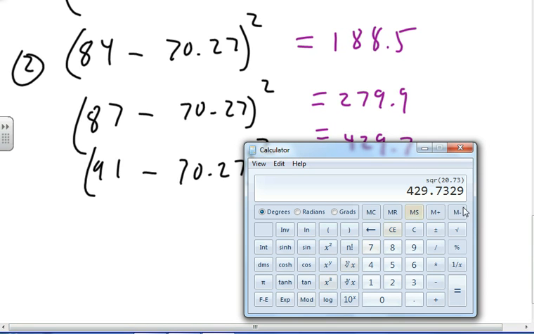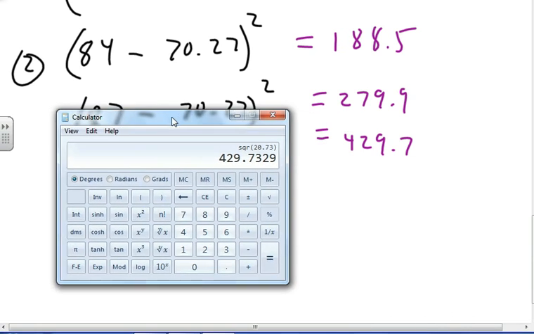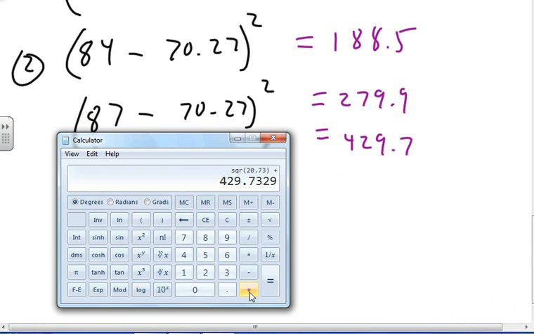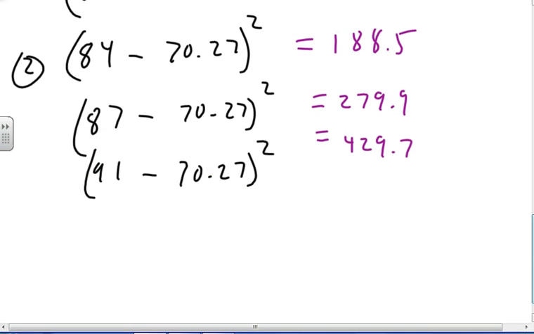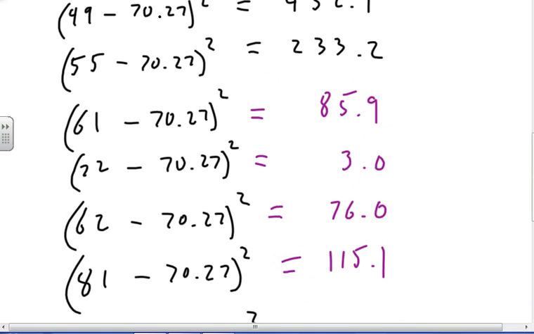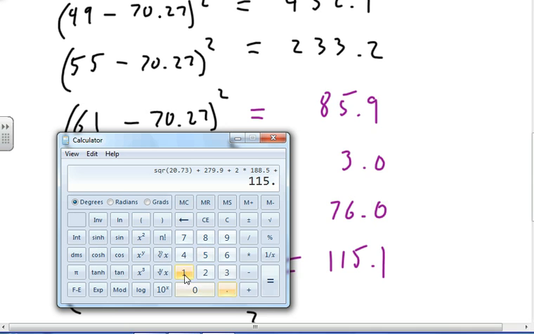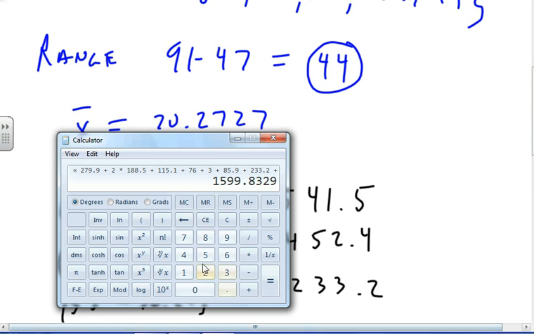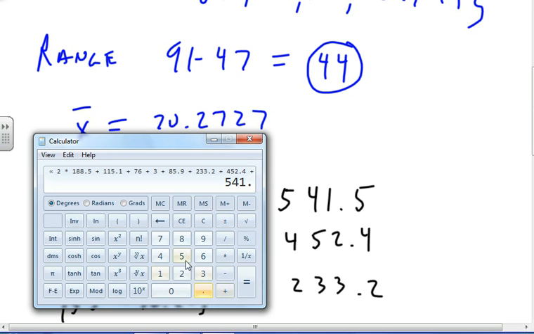Okay, so now we're going to add those guys up. So I have 4297 plus 279.9 plus 2 times 188.5 plus 115.1 plus 76 plus 3 plus 85.9 plus 233.2 plus 452.4 plus 541.5 equals.